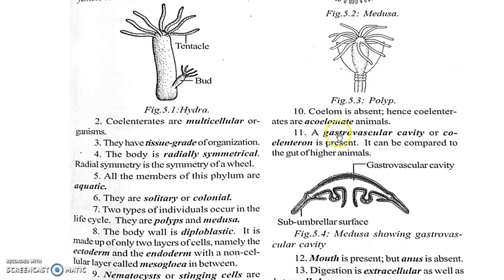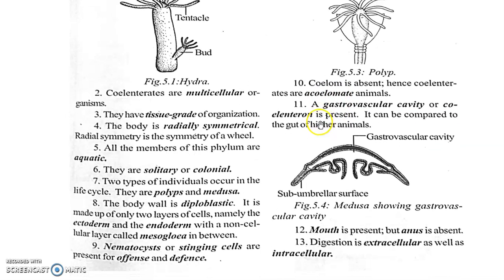Next point, coelom is absent. Hence, coelenterates are acoelomate animals. What is coelom? Coelom is the empty space.